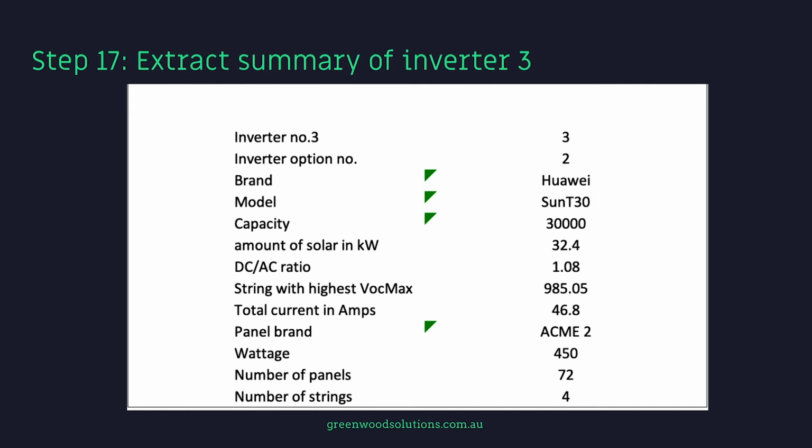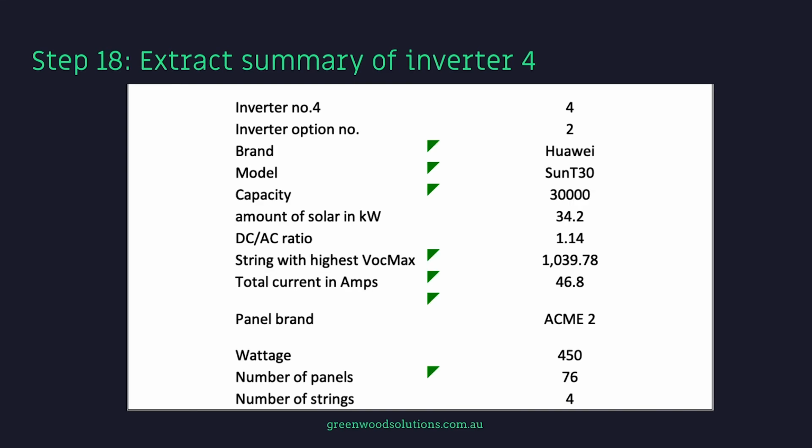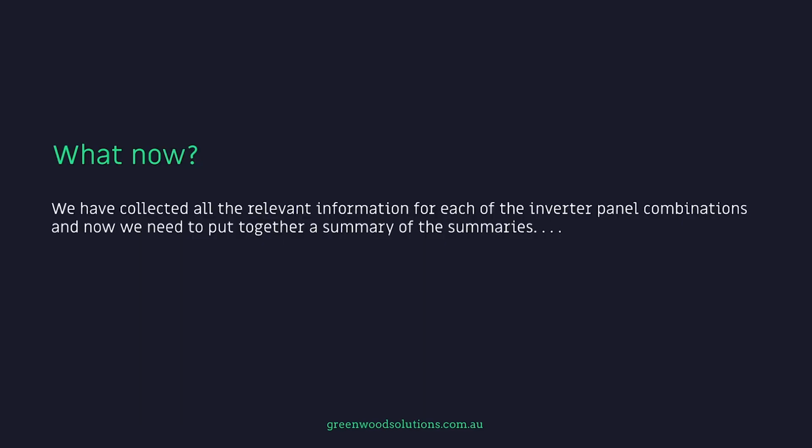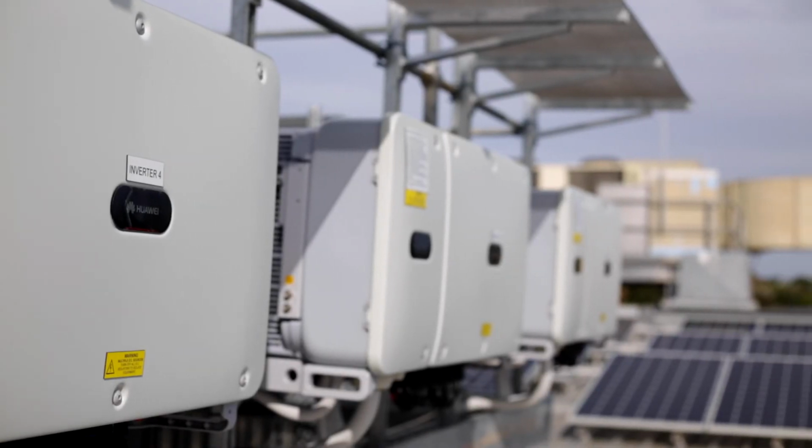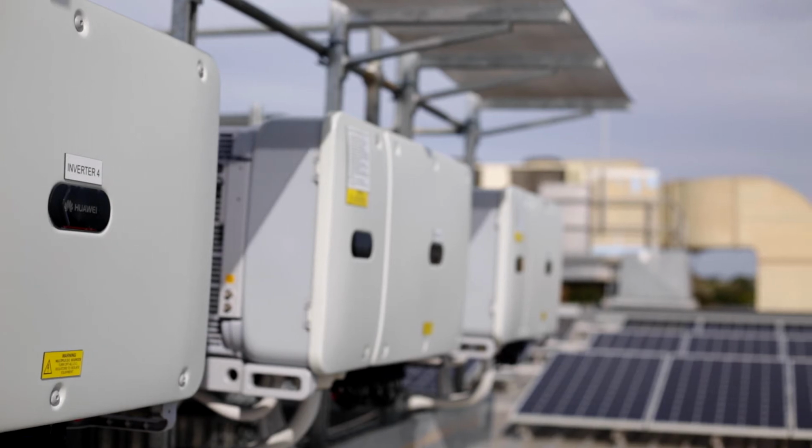And then we extract the summary of inverter 2, same process. And inverter 3, you can see that differs from inverter 1 and 2 because now we're using a 30 kilowatt inverter. And inverter 4 is another 30 kilowatt inverter. We've collected all the relevant information for each of the inverter panel combination, and now we need to put together a summary of the summaries.